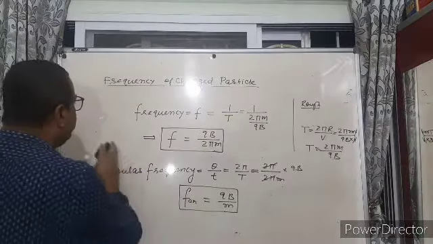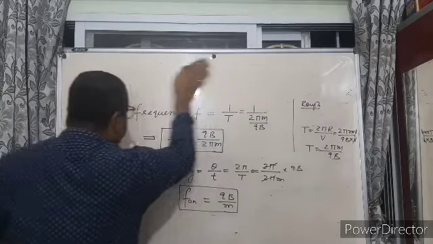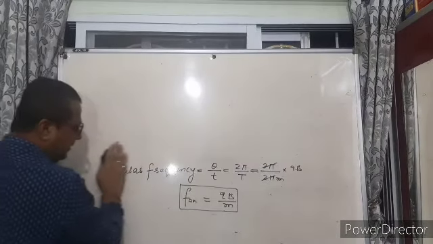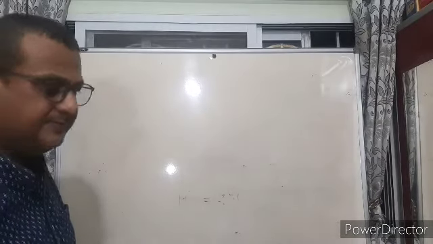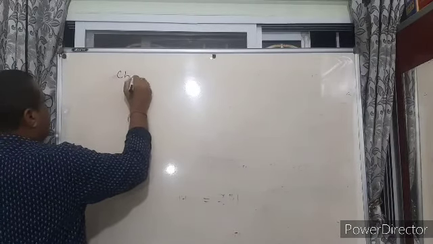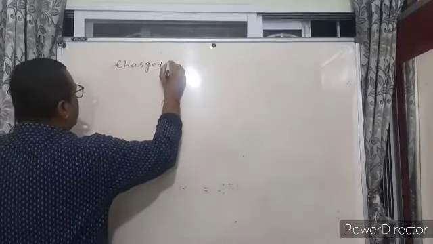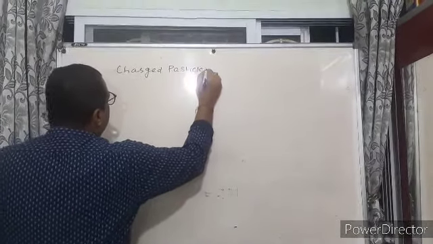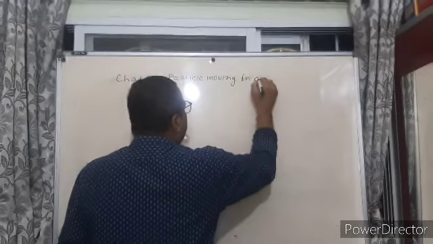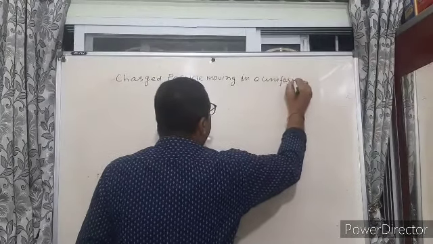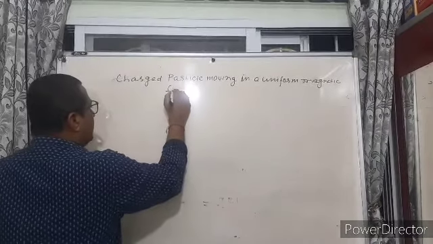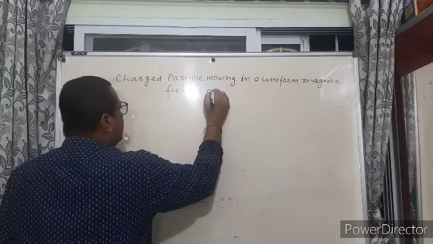So this is the first part. Now in the next part we want to discuss charged particle moving in a uniform magnetic field at acute angle.